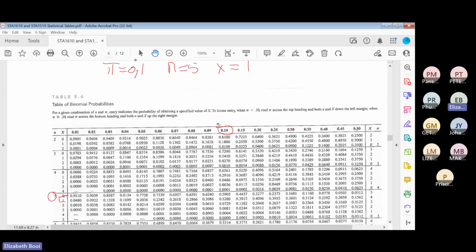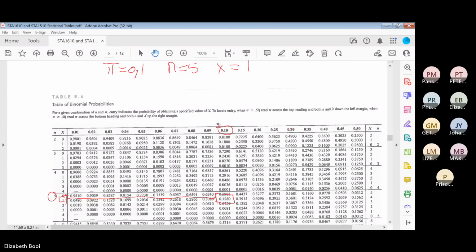And there is x of 1. And where they meet, that is the probability we are looking for. Remember, our probability was 0.32805. So we do have our probability if we leave it to 5 decimals or 4 decimals. So that is how you will find the probability of success, or the probability of X is equals to 1.